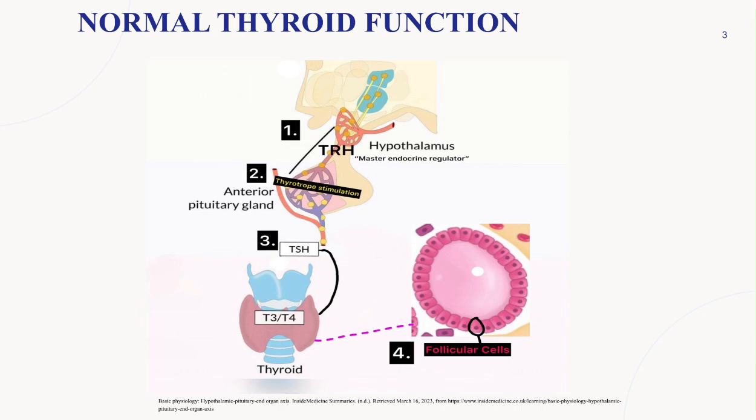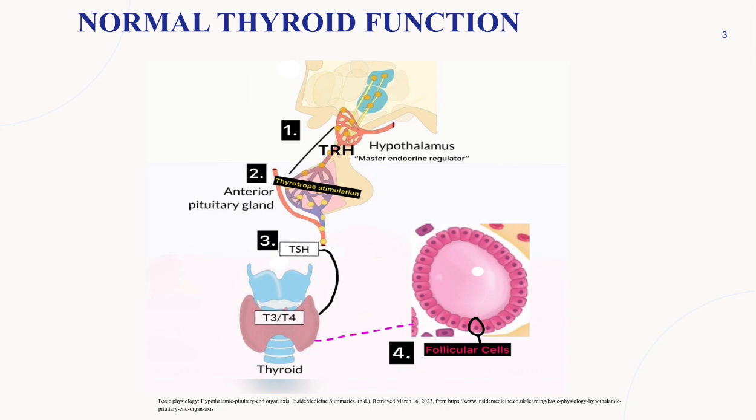Once the hypothalamus, also known as the master endocrine regulator, receives a signal from the brain, it can begin working. So this signal allows the hypothalamus to release something known as TRH, thyrotropin release hormone, here at stage 1. The TRH will travel down the hypophyseal portal system into the anterior pituitary. Here at stage 2, TRH stimulates the thyrotropes that are located here at the pituitary gland.